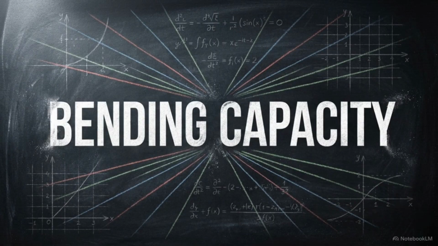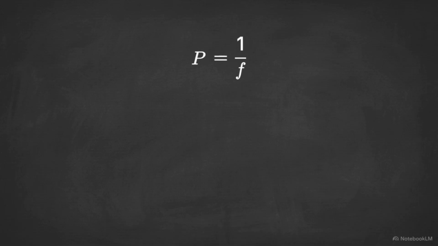The ultimate measure of a lens's ability to forcefully bend these light rays, either converging them tightly or diverging them widely, is called the power of a lens. This diagram shows the formula for this capability. P equals 1 divided by f.